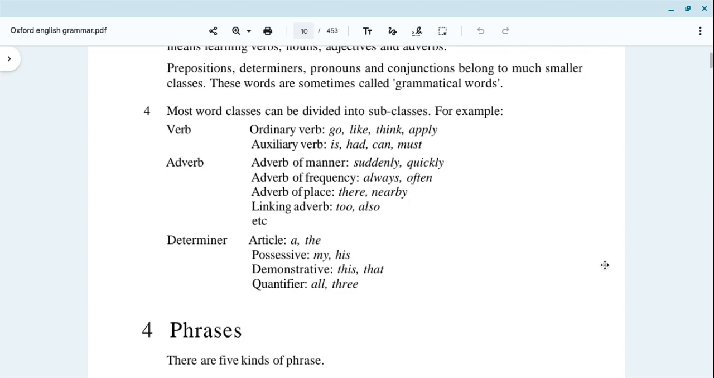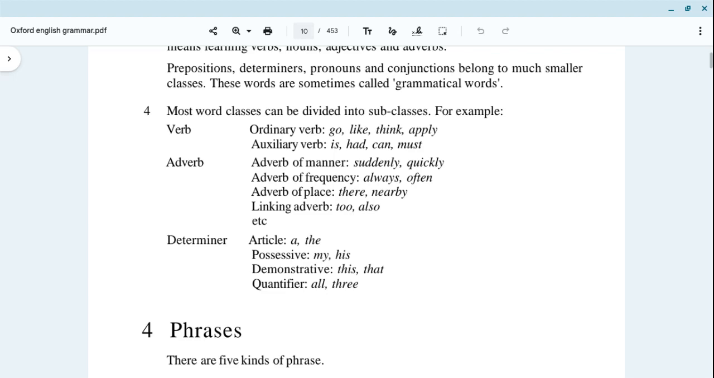Most word classes can be divided into subclasses. For example, verb: ordinary verb or auxiliary verb. Let's go to examples of ordinary verbs: go, like, think, apply. Auxiliary verbs are had, can, must.